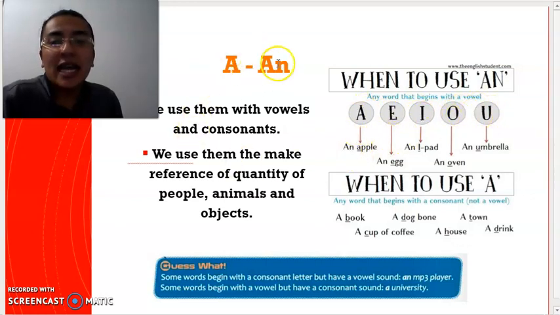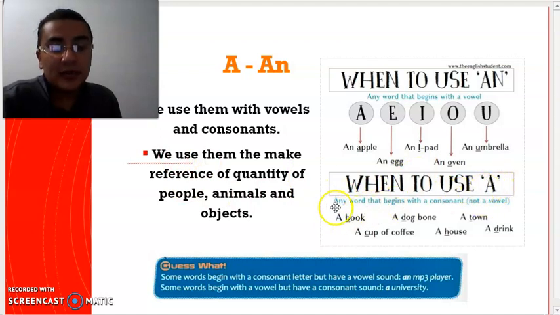So N is actually used only with vowels. So whenever I have a noun, right? A noun, un sustantivo, that begins with a vowel, I'm going to say first N. For example, an apple, an egg, an iPad, an oven, an umbrella. As you can see, these nouns right here, they begin with vowels. So before it, I have the N.